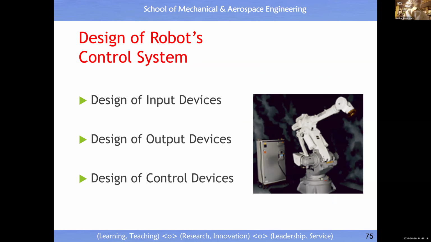What are the input devices? What are the output devices? Input devices include sensors, all kinds of sensors, which give input to the control system. Output devices include actuators. You output energy, output motion. Then the control device means a controller. So this is why you see 4832 is a very, very important course for you to study in parallel.